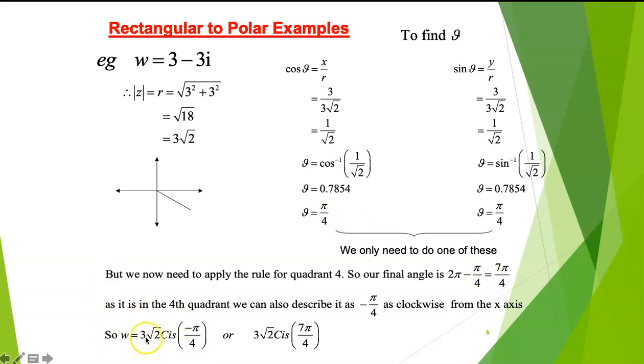So you can either write your complex number as r cis 7 pi over 4, that's the positive angle, or if you want to use the pi over 4, which is clockwise, remember the positive argument is anti-clockwise. Now, if you use the clockwise, that means you will have to use negative pi over 4 because you're going in the opposite direction. Okay, so that's your polar form.